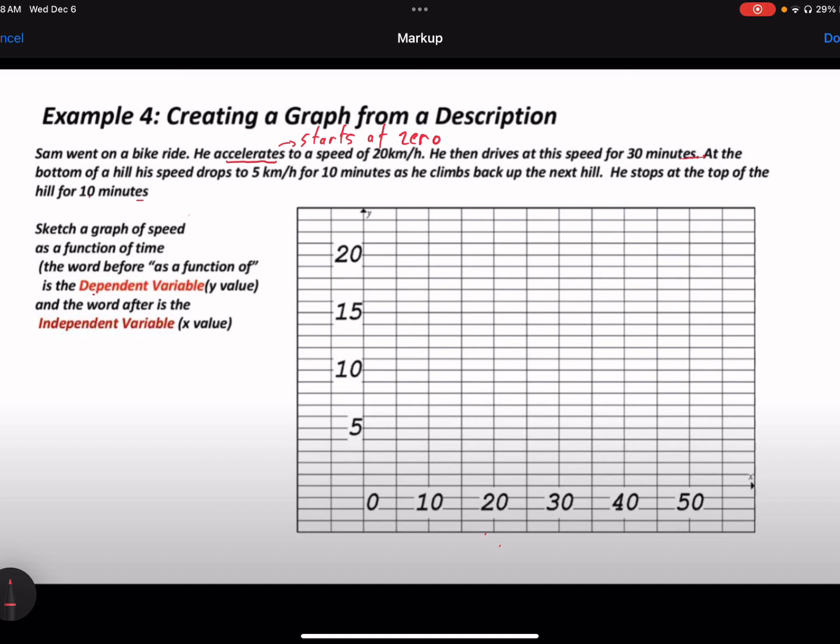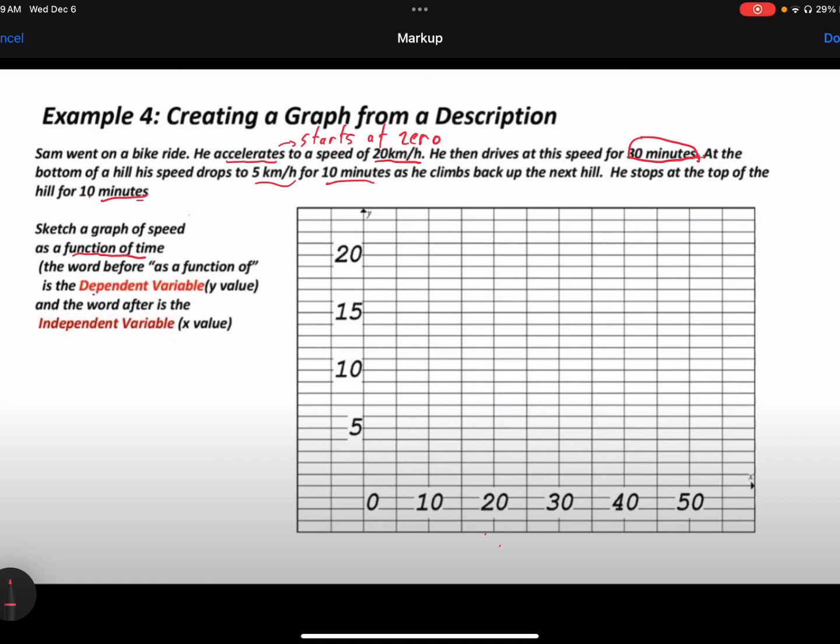He then drives at this speed, so the 20 kilometers per hour, for 30 minutes. Okay, at the bottom of the hill, the speed drops to 5 kilometers per hour for another 10 minutes. As he climbs back up the next hill, he stops at the top of the hill for 10 minutes. Okay, so sketch a graph of speed as a function of time.